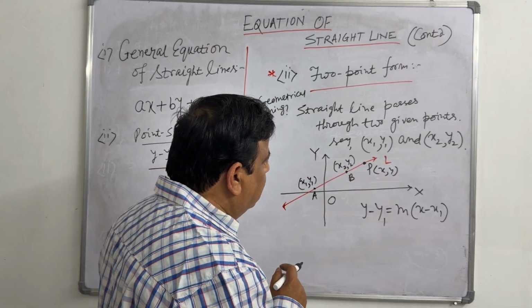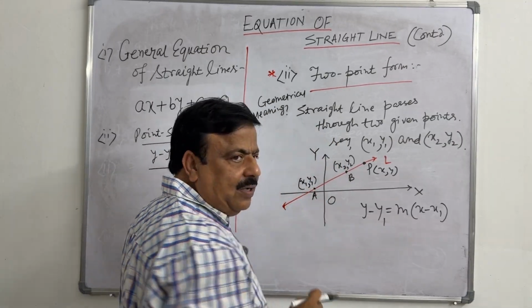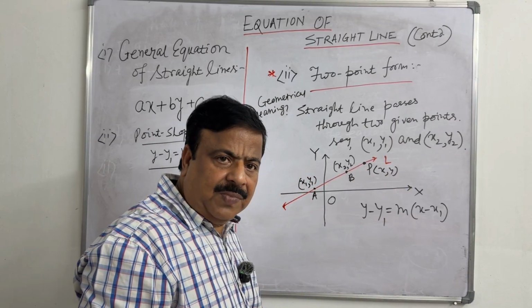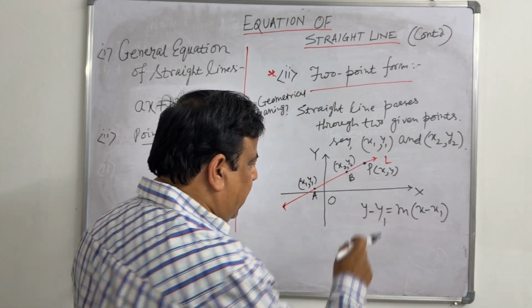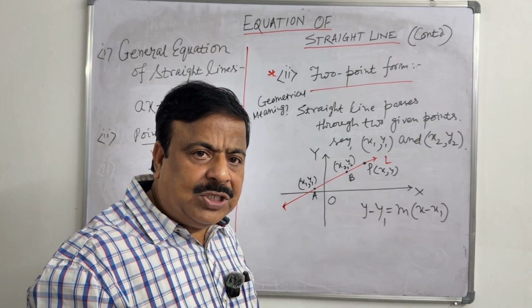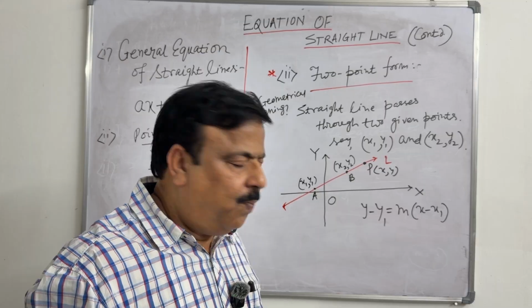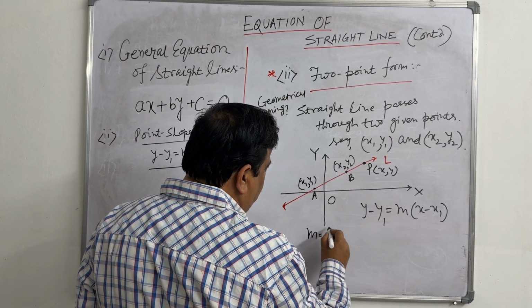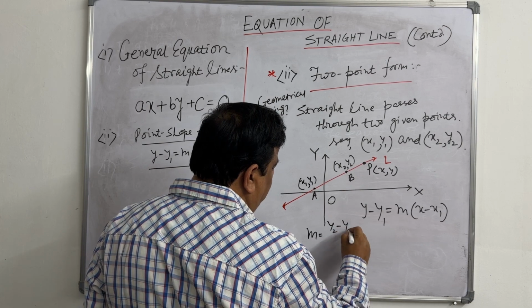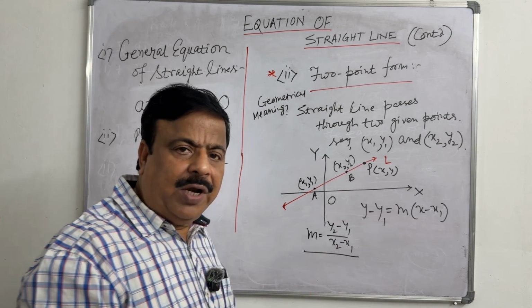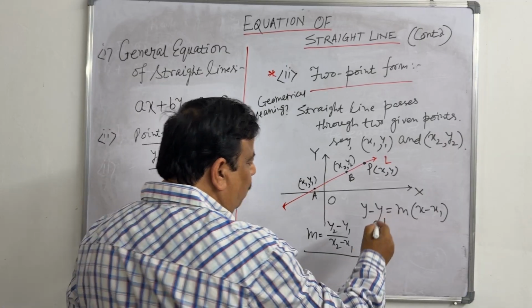So here 2 points are given, so I can easily find out m, the slope of the line. x1 and y1 is given. So now my object is to find out the slope. So you know what the slope is? m is equal to (y2 minus y1) by (x2 minus x1). Okay, you already know this. So put the value here.